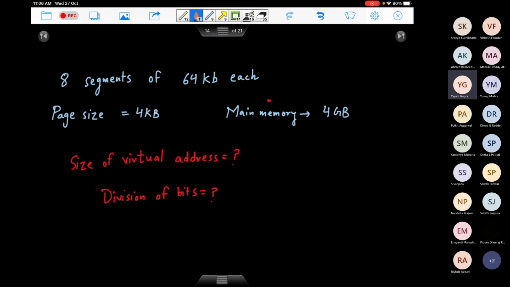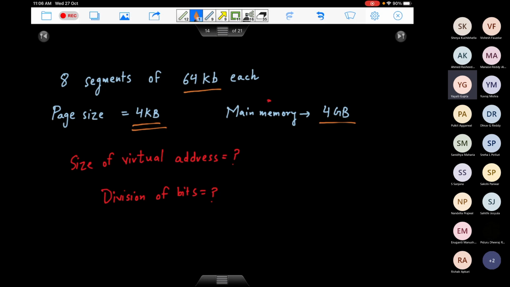Let's try to solve this question here. Let's say we have 8 segments. Generally you don't have just 8 segments, it's just a toy example here. Let's say there is a process which has 8 segments, and we are giving 64 kilobytes to each segment. Each segment is 64 kilobytes. Then, since we are implementing paging with segmentation, we will be having pages in the segment. Let's say one page is 4 kilobytes. And then you have a main memory. Let's say the size of the main memory is 4 GB.